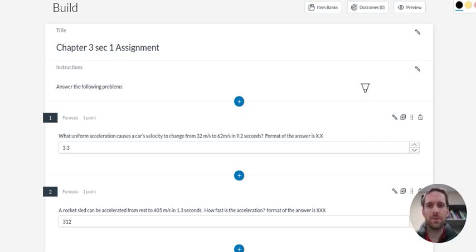For this video, I'm going to do this Chapter 3, Section 1 assignment. To start with, for number 1, we want a uniform acceleration and this velocity change. And the key word here is from and to. So from is our initial velocity, V initial, and to is our final, so V final. And then that's our time, 62 seconds.